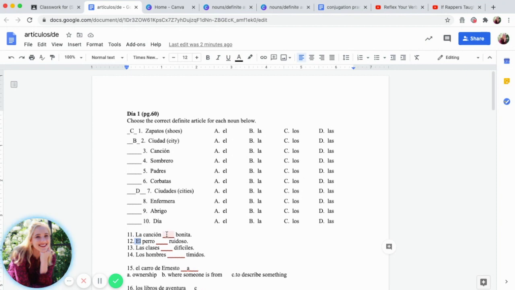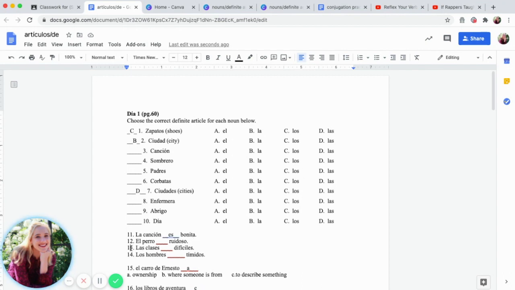Good, Chisamaga. Let's get a couple more guesses in that chat. The song is pretty. How are we going to say is? Which version of ser are we going to use? Good. Yeah, we're going to use es. La canción es bonita. The song is pretty. Again, we use es because we're talking about one thing, one song. If we wanted to say the songs are pretty, we would say las canciones son bonitas.